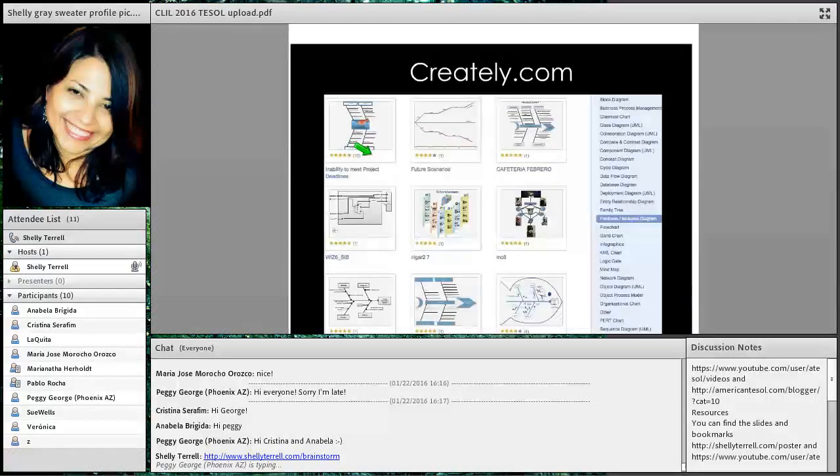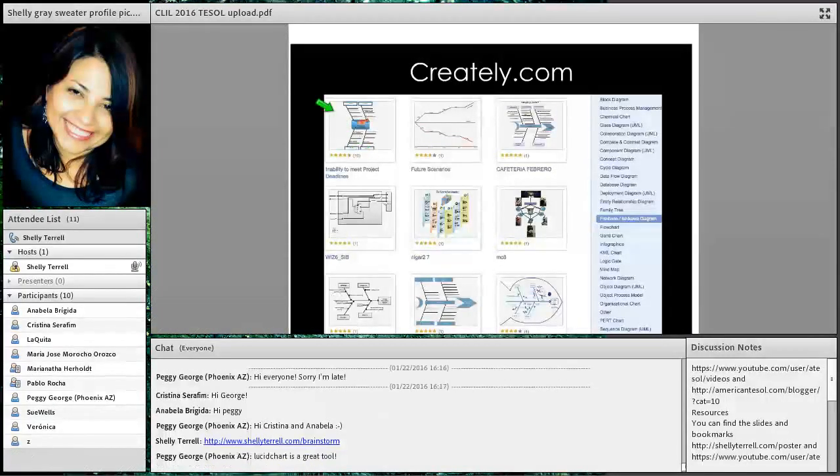One of the ones that I really like, so I'm just going to show you one, is creately.com. Now I believe that you get 4 for free. You might be able to get more. I'm not sure, but it is free. And the reason I like it is because there are so many different types of diagrams, flow charts, and so this really helps your students with their cognitive development.